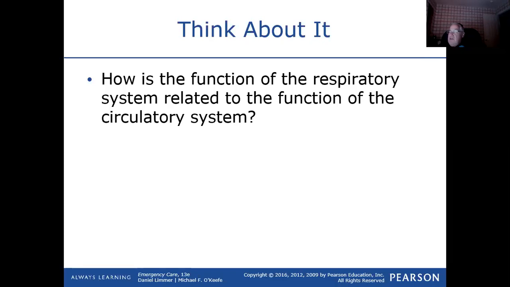Okay, so let's look at some of these questions here. How is the function of the respiratory system related to the function of the circulatory system? I don't know if that's a great question, but basically what we need to know is that we can't have one system without the other. We have to have the respiratory system to bring oxygen in and remove carbon dioxide. And we have to have the circulatory system to take that oxygen and transport it to the cells and to bring that carbon dioxide from the cells and get rid of it, right? So basically you can't live with having one system and not the other. They both have to work, and they're both dependent on each other to stay alive, okay?